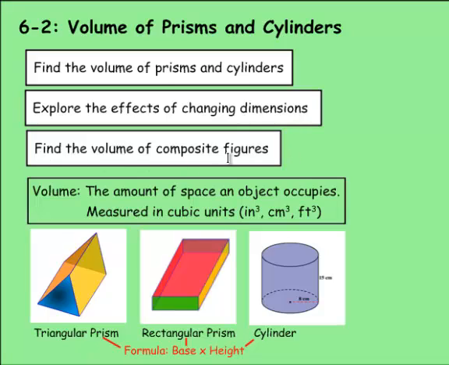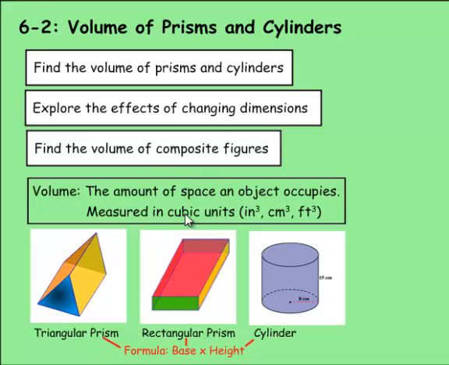Our new vocab word here is volume. Volume measures the amount of space that an object occupies. And we know that space is in 3 dimensions. It's always a little bit difficult to explain 3 dimensions on a 2-dimensional screen, but if you look at this shape here, it has a length, it has a width, but it also has a height here. And this prism here takes up space in those 3 dimensions.